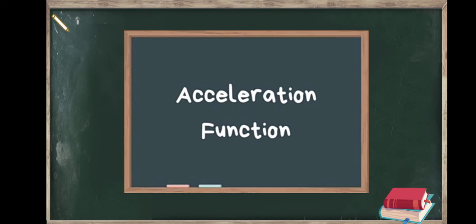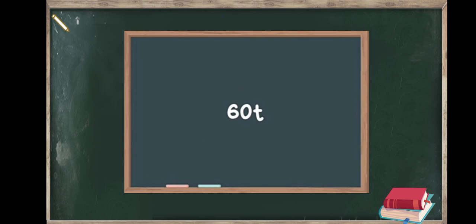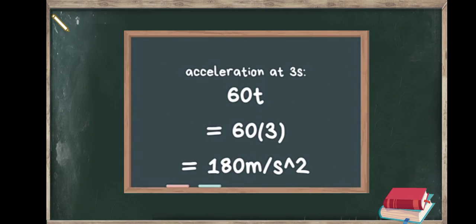Secondly, we need to find the acceleration function. To find the acceleration function, we have to find the derivative of the velocity function. To do this, we use the power rule again, just like the first equation, and this should give us the equation 60t. We insert the value and get 180 meters per second squared.